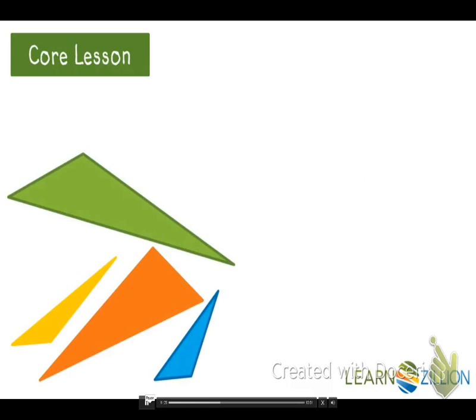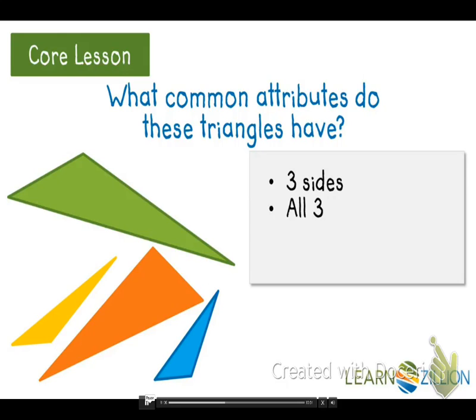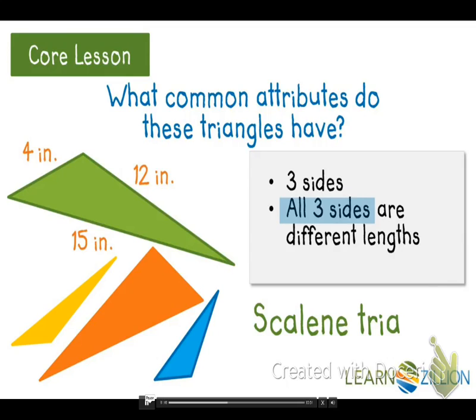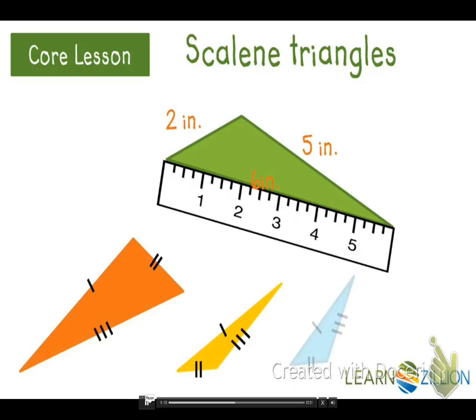What common attributes do these shapes have? 3 sides, and all of their side lengths are different. They are not congruent. These are scalene triangles because their sides are different lengths. If we measured the sides of this triangle with a ruler, we would find that all 3 sides are different lengths. And we use tick marks to show that each side is a different length.